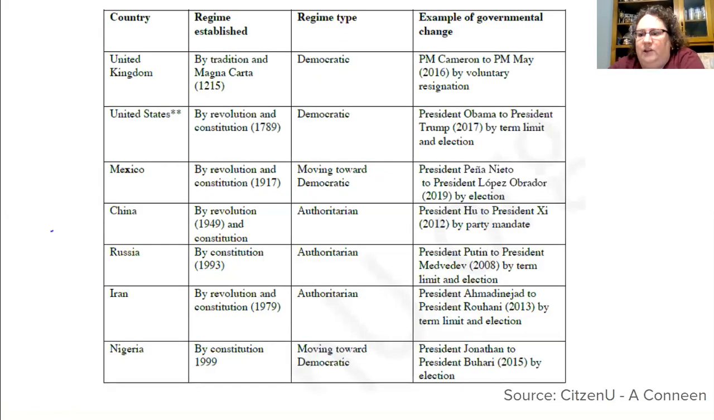So we looked at this nice little chart that was done by Mr. Caneen with the different regime types, and that we're pretty much 6 and 6, 6 democracies, 6 more authoritarian.